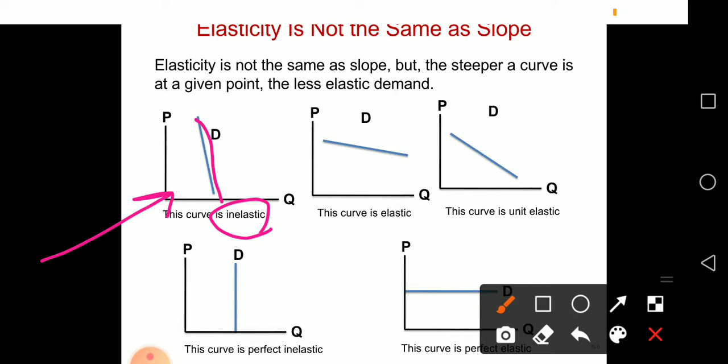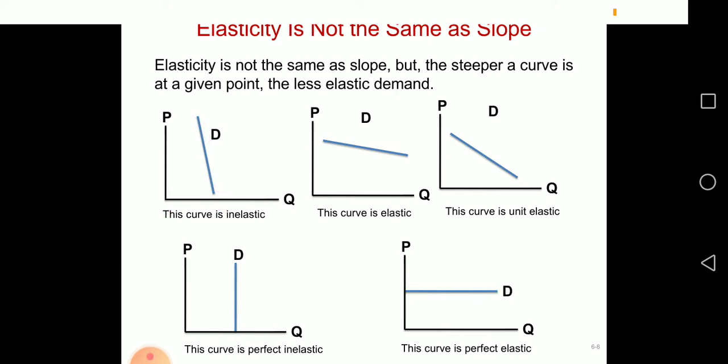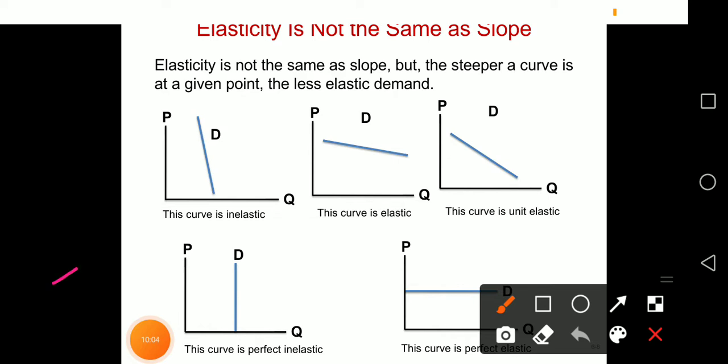Inelastic means it doesn't respond to the change of price. Like what? Like gasoline. The price of gasoline, if it rises or not, will not affect the demand, the quantity demanded.